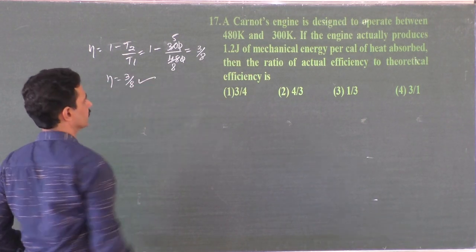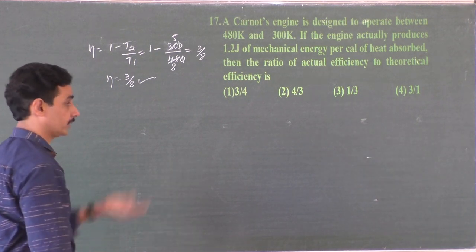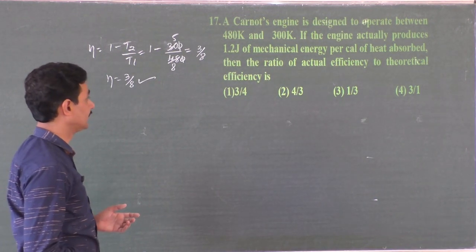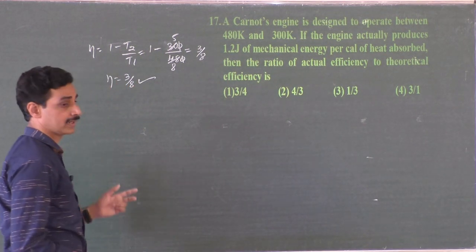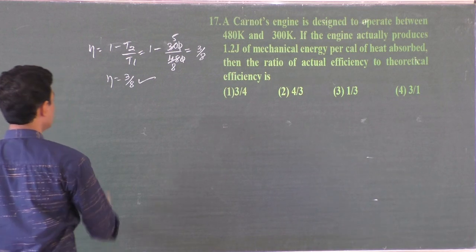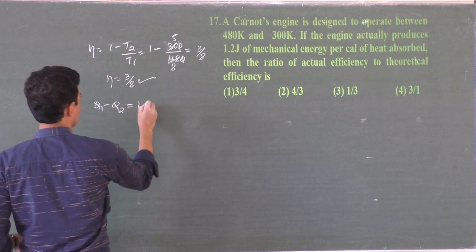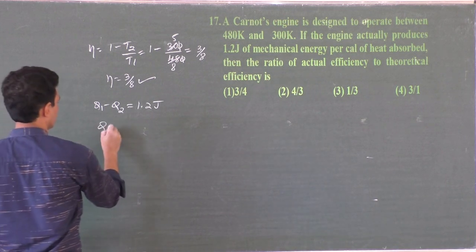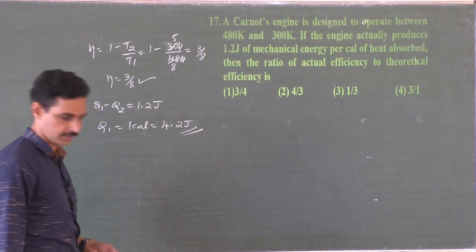May be useful: if the engine actually produces 1.2 joules of mechanical energy per calorie of heat absorbed, that is another data. 1.2 joules of mechanical energy is generated, that means work done is converted into mechanical energy, per calorie of heat absorbed. 1 calorie means 4.2 joules, right?